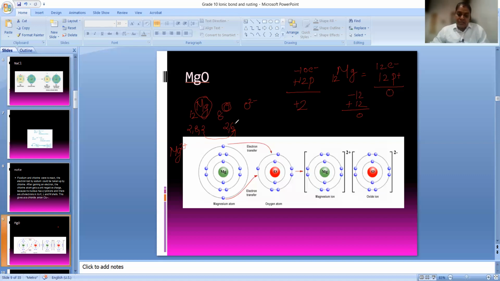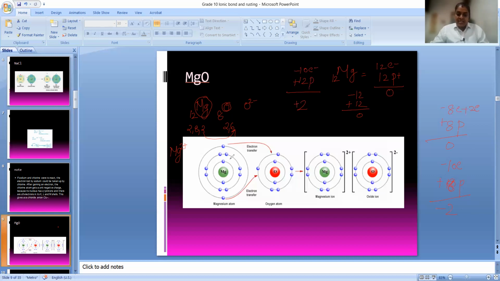Same thing we can see in the case of oxygen. Oxygen has 8 electrons and 8 protons, so the overall charge will be 0 if you are taking an oxygen atom. But when it receives 2 more electrons, what will happen? 8 plus 2, 10 electrons will be there and 8 protons will be there. So this is minus, this is plus. When you add them together, you'll get a minus 2 charge. This is the reason why you are getting a charge like this, okay?